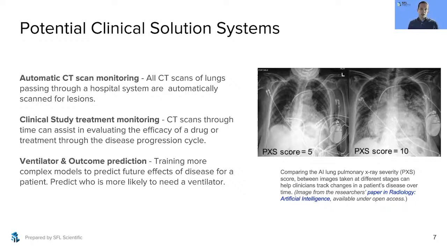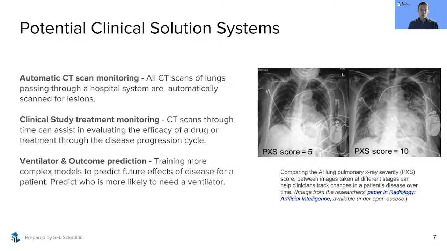One of those ways would be an automatic CT scan monitoring system. Here, the high volume of CT scans that are already being recorded and stored by a hospital system could automatically be scanned for lesions. This would help overall monitoring of COVID for potentially asymptomatic carriers who would not have been given a COVID test, but received the CT scan for an unrelated reason.